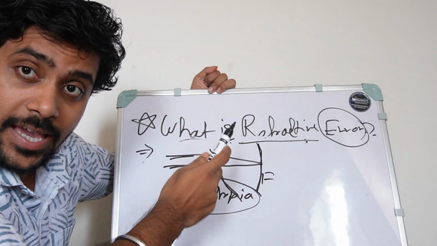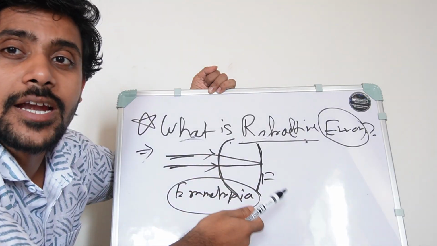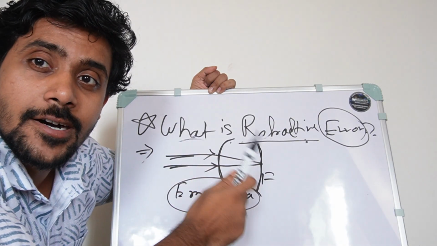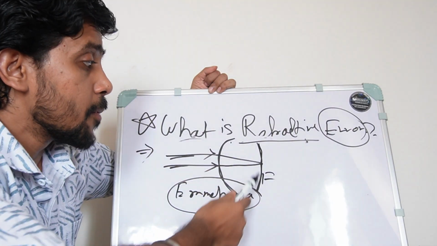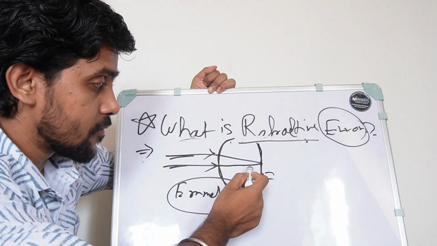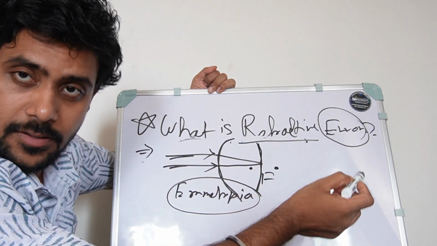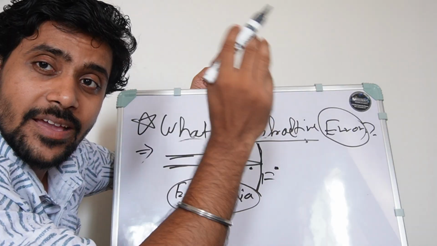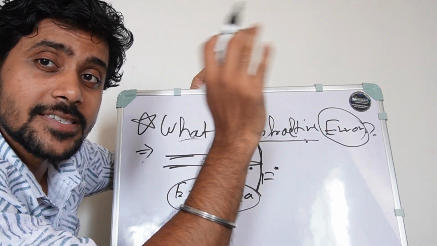Now error means when the light rays are not focusing on the retina. When the light rays are not focusing on the retina, they are focusing either before the retina, in front of the retina, or behind the retina. If any one of these scenarios is happening, there is an error.